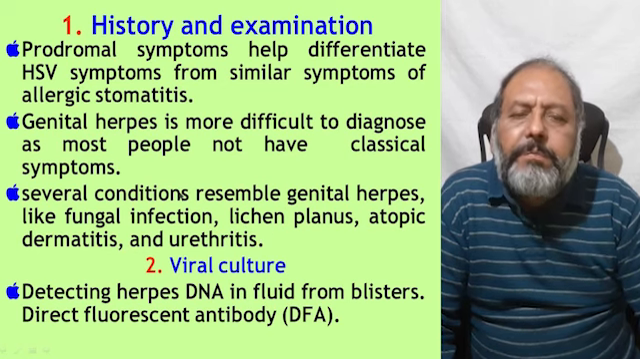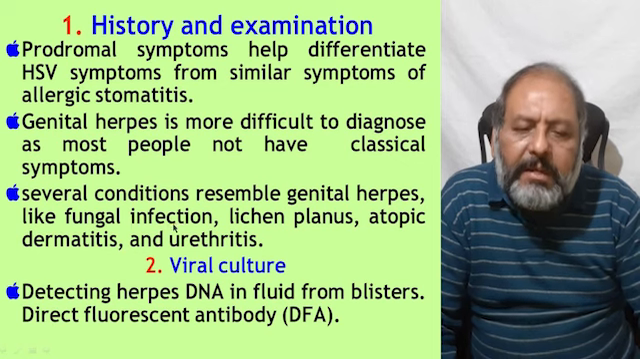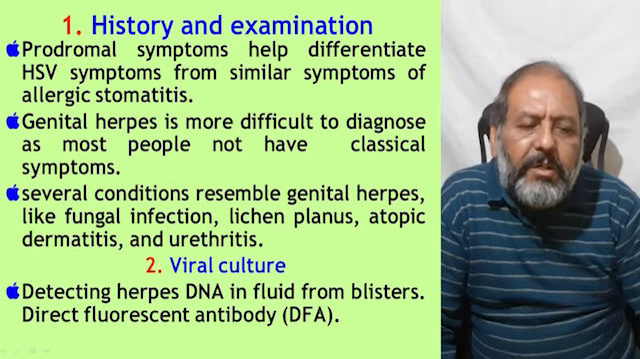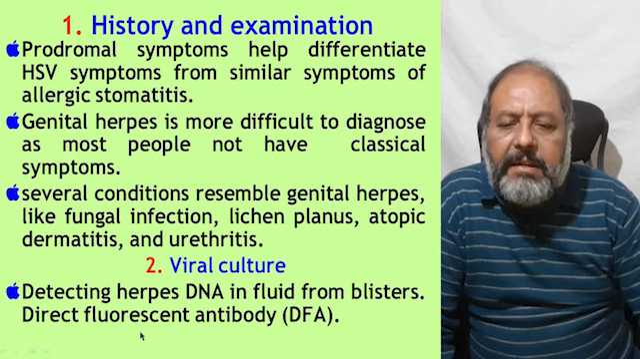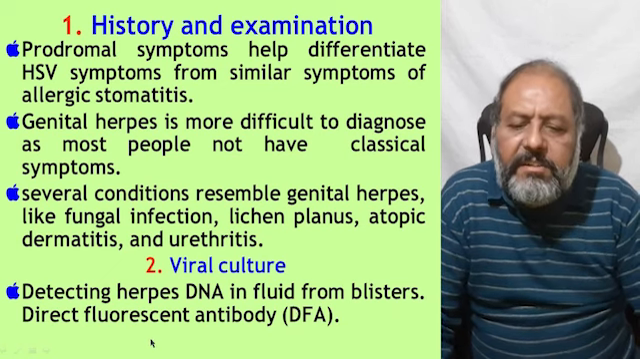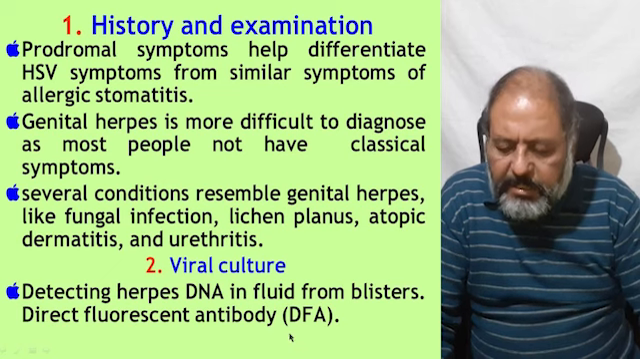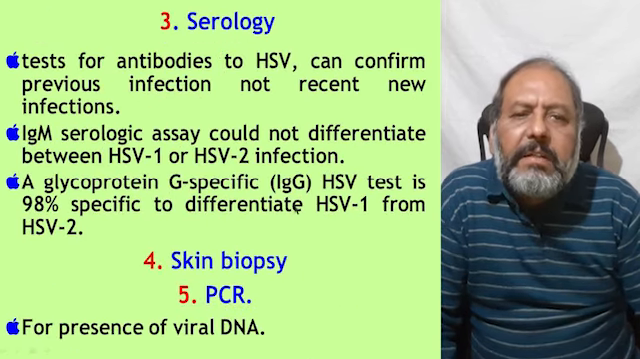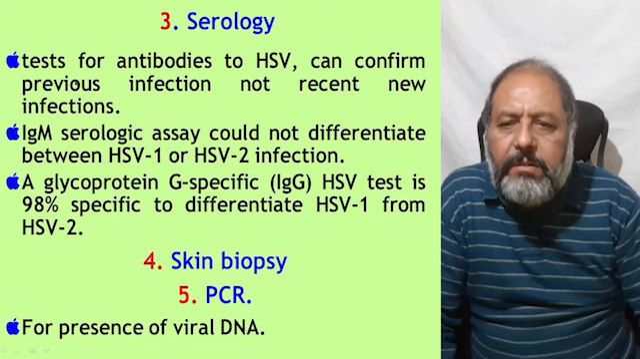Number 2 in diagnosis is viral culture. Detecting herpes DNA in the fluid from the blisters and diagnosing by the direct fluorescent antibody test called DFA. Number 3 is serology in the diagnosis.